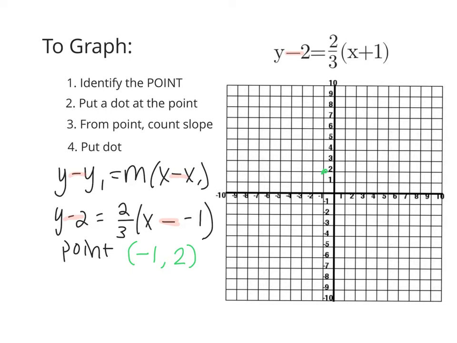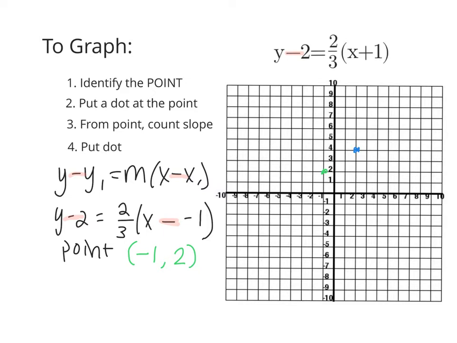The next thing that I'm going to do is from that point, I'm going to count my slope. And so I'm going to count up 2, over 3, is where I'm going to put my next point. So up 1, 2, over 1, 2, 3, put a dot.